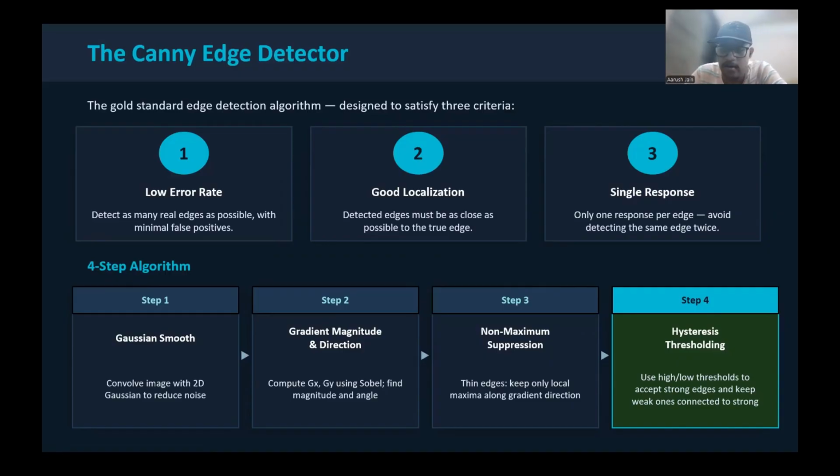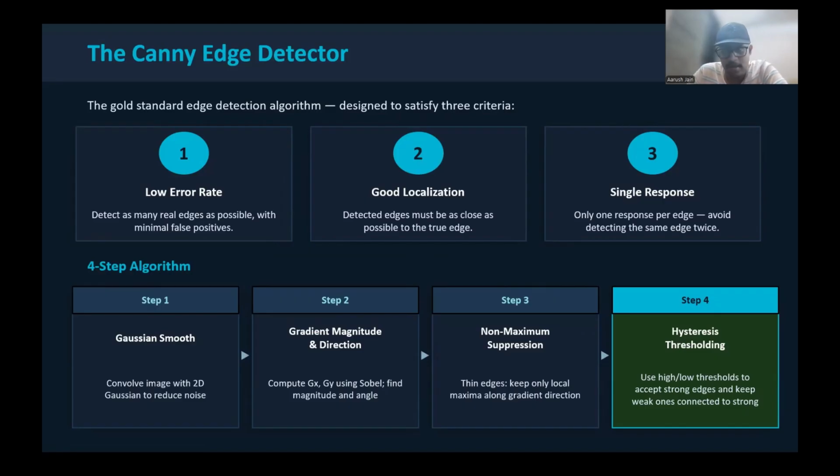First is the low error rate, which is to detect as many real edges as possible with minimum false positives. No missed edges and no ghost edges. Criteria two is good localization, as in the detected edge pixel should be as close as possible to the center of the true edge. Then the third criteria, single response: one edge pixel per real edge, basically not a thick band of multiple detections.